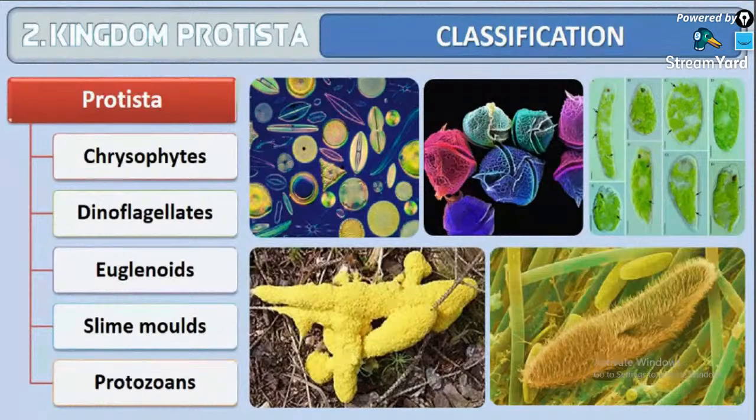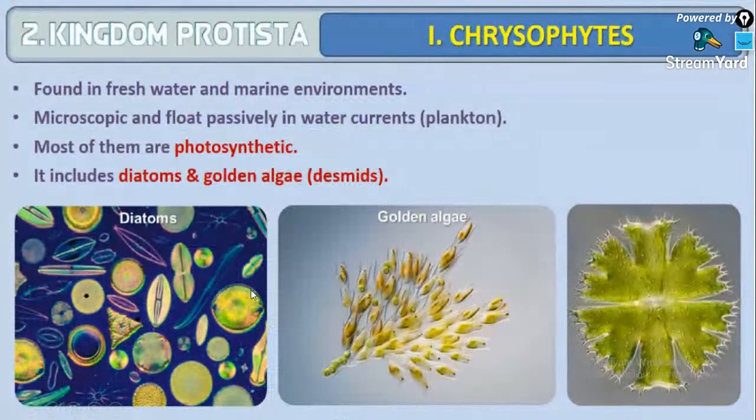And starting today's session, last class we discussed till the classification of this kingdom Protista. Keep remembering: protistan algae, protozoan protista, slime mold, chrysophytes, pyrophytes, euglenoids. Do you remember all those things? Today, starting this session with chrysophytes.